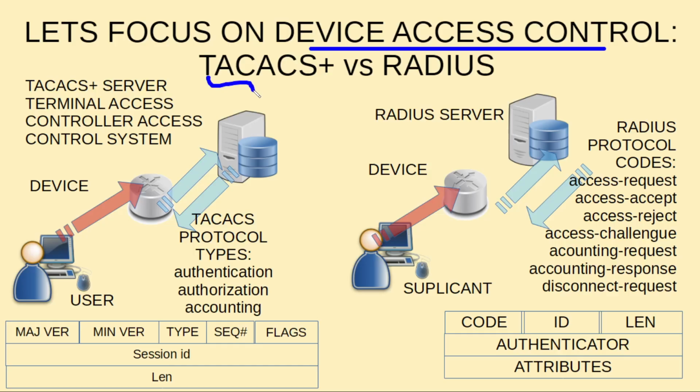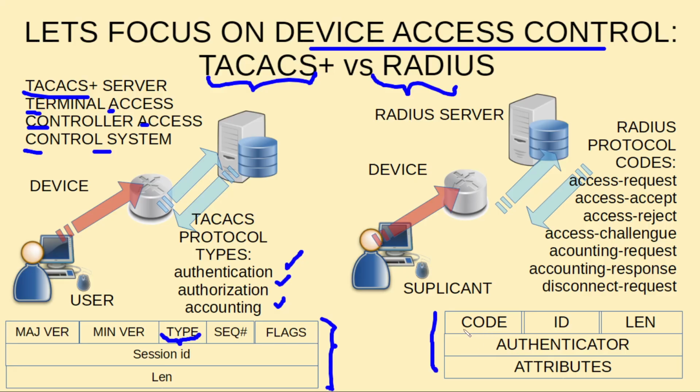We are going to compare TACACS Plus with RADIUS. TACACS is a technology that was originated by Cisco. It stands for Terminal Access Controller Access Control System. This is the format for the header. Notice that we have a type field here that we can set to authentication, authorization, or accounting. Now, RADIUS is an open standard that uses this header. Notice that we have a code field here that we can set to access request, access accept, access reject, access challenge, accounting request, accounting response, and disconnect request.